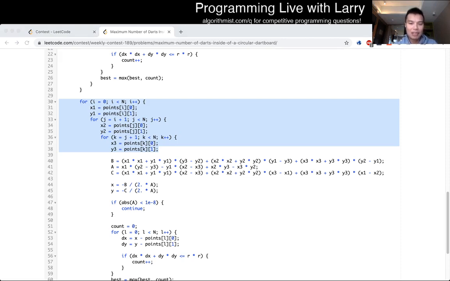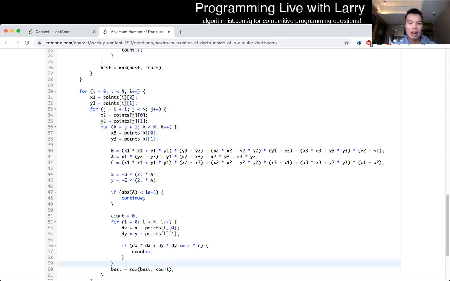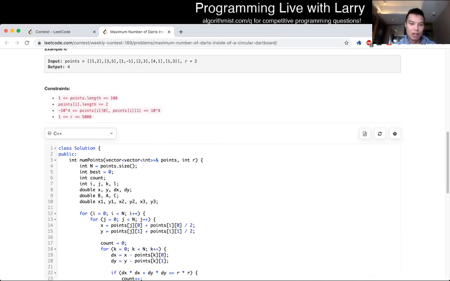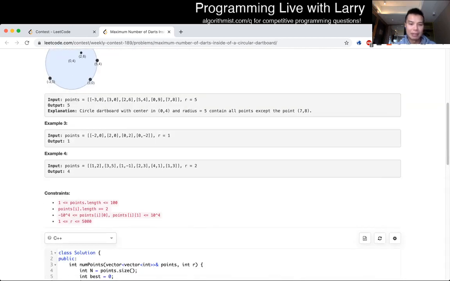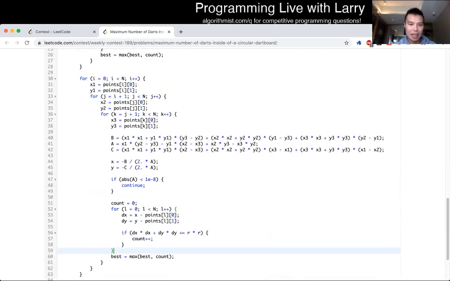Yeah, 100 choose 3 is only 161,000, whereas 100 cubed is much bigger, about a million. So 167,000 times 100 is only 16 million. But in Python, it's still too slow, so I got a timeout for that. And you saw me rewrite it in C++ just to get it inside the time.